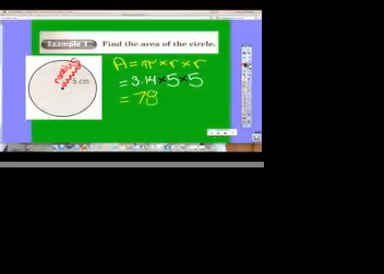This was Jacob's question earlier. 78.5 what? Oh, good job on the squared. Why is it centimeters squared? Because it's area. So you're doing centimeters times centimeters, so that's centimeters squared. Good job. Guys, let's go to the next one.